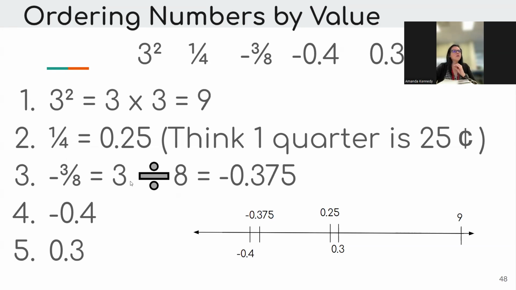-3/8. So that's 3 divided by 8. Remember when we did that really weird long division thing? It's going to end up being -0.375. So that's going to be right here on this number line. And then we already have the other two, -0.4 and 0.3.